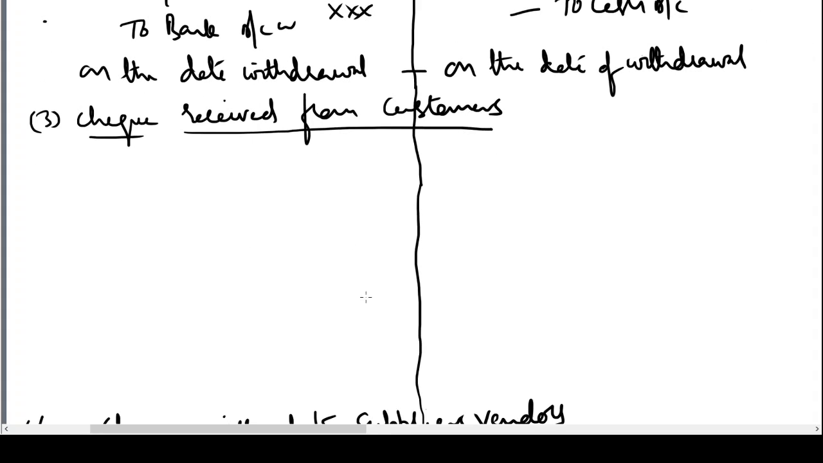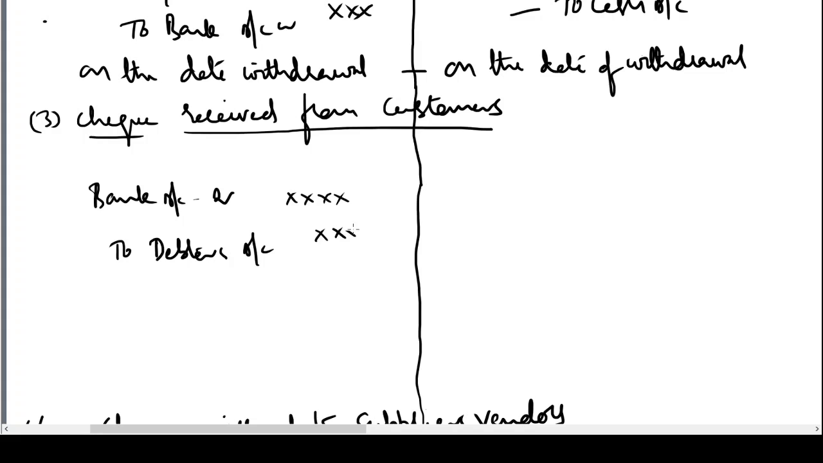Next, check receipt from customers. When the business sells goods on credit to customers, or sells goods or provides services to customers, the customers may pay the money in the form of a check. So we have received various checks from customers. So what will we do? As soon as we receive the checks, we have to pass an entry in our books. We pass the entry bank account debit to customer's account, or to avoid confusion, I'll use the word debtors. Debtors are the people who owe us money. Debtors are giving us money.